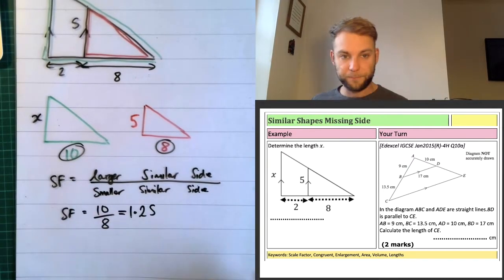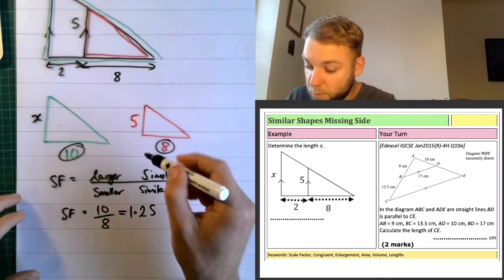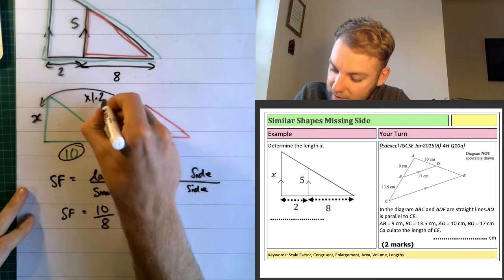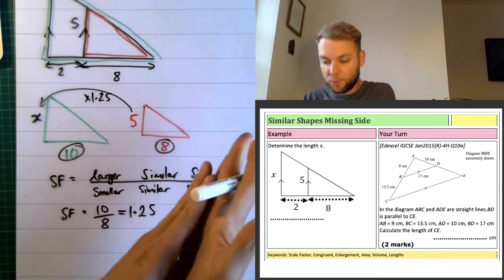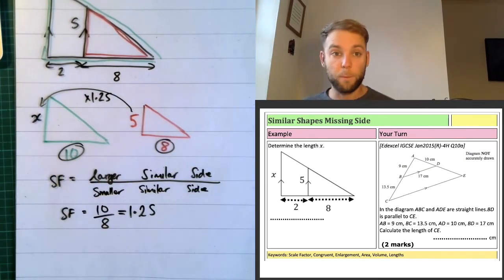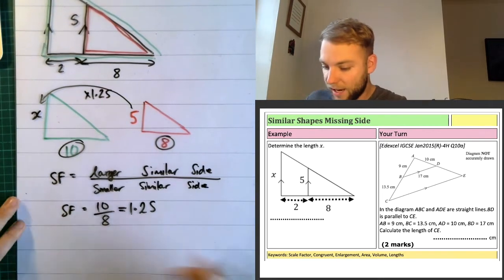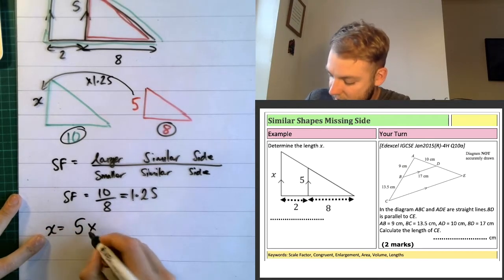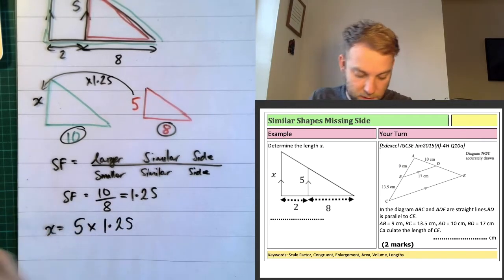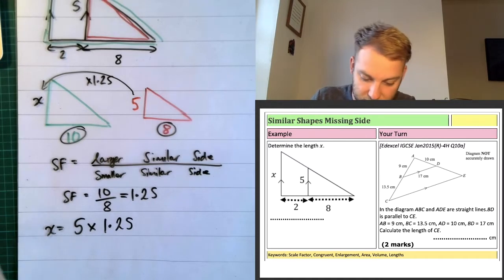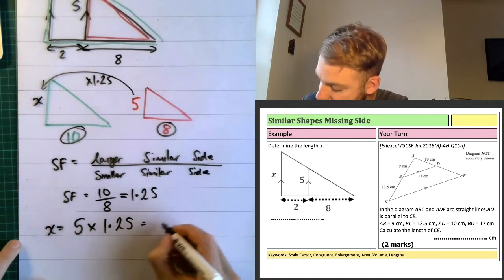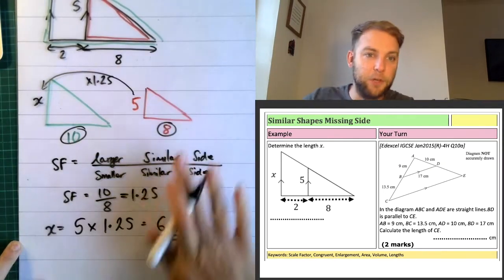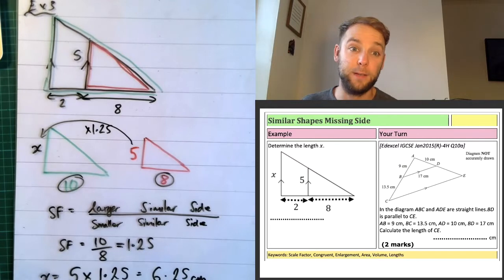1.25. Brilliant. So I know that this one here is 1.25 times bigger, isn't it? Because this one here is the smaller one, and this one here is bigger. So it's 1.25 times bigger. So in which case, to find out x, it's going to be 5. X is equal to 5 times by 1.25. 5 times 1.25 in this case is equal to 6.25. Brilliant. I think when you get to this stage, it becomes easy. It's just about knowing how to split it up.